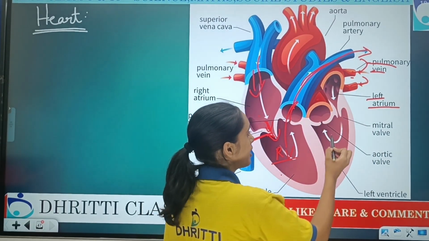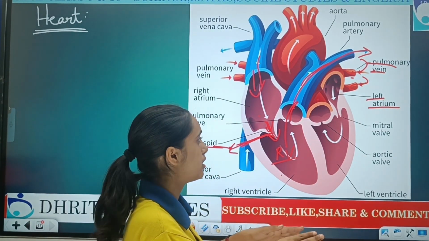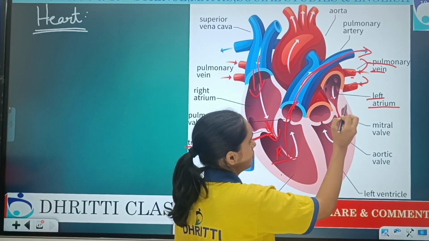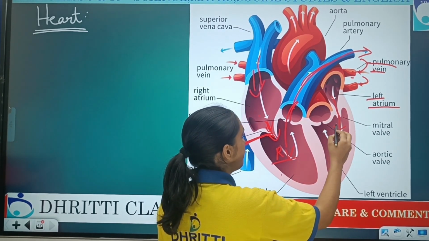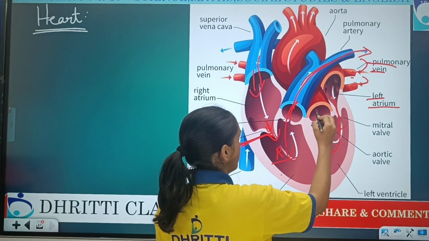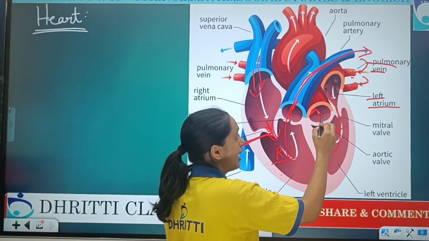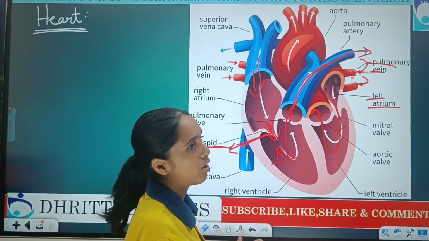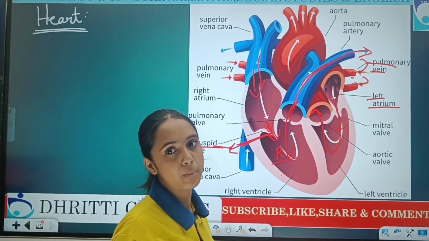After that, here also a valve is present, which will stop the backflow of the blood. Blood from the left atrium enters the left ventricle, and from here blood goes into the aorta, which is an artery, and hence the aorta carries the blood to the rest of the body, and thus this is the pumping of the heart.